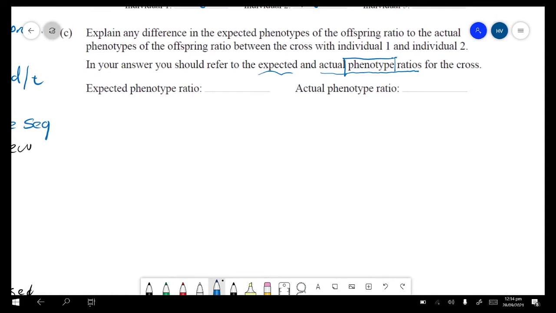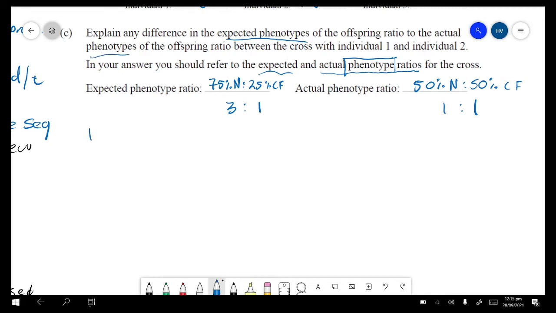Welcome back. So yeah, the expected phenotype ratio was 75% normal and 25% cystic fibrosis. But the actual phenotype was 50% normal and 50% cystic fibrosis, or 1 to 1, and in this case 3 to 1. Okay, so in your answer you should refer to the expected. So explain the difference in expected phenotype of the offspring and actual phenotype.